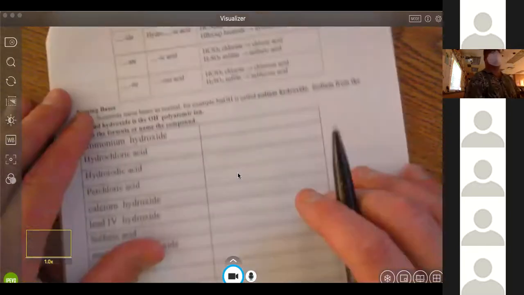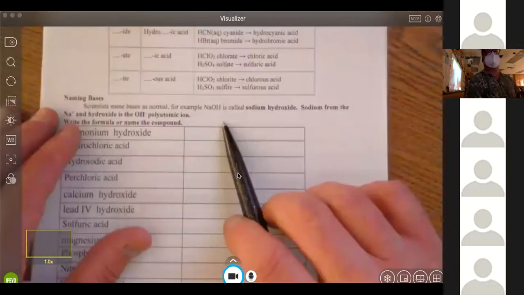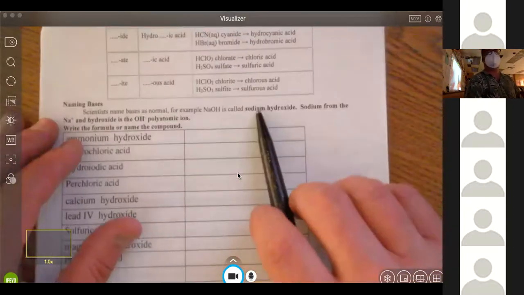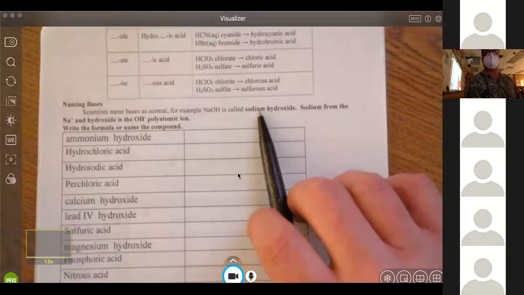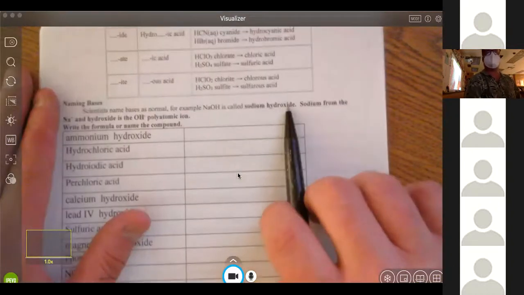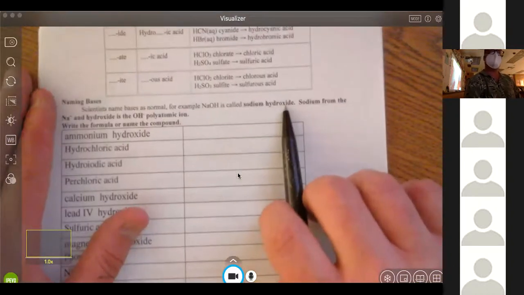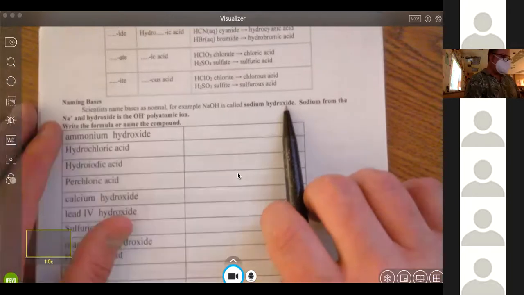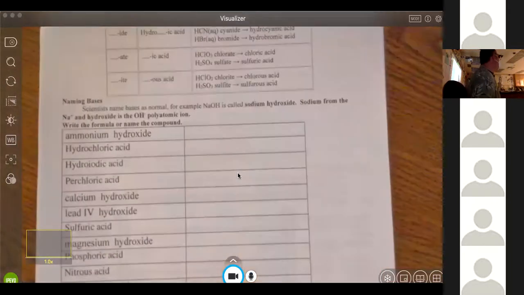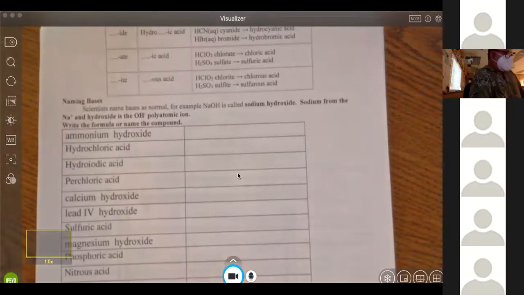The cool thing about bases is I did teach you how to do that last semester. You just name the cation with its name, and then the hydroxide is always going to be the anion for most of these. Easy enough. The only problem is, what if your cation has multivalence? What do you need to show? The Roman numeral, right? You got to show the Roman numeral.